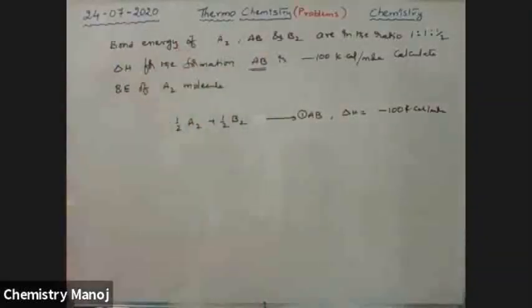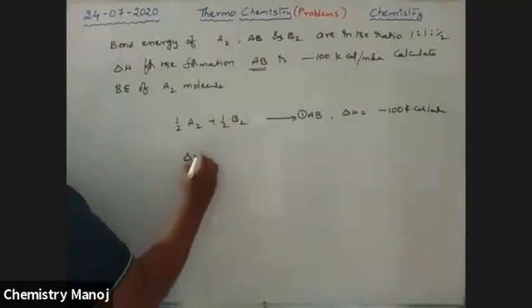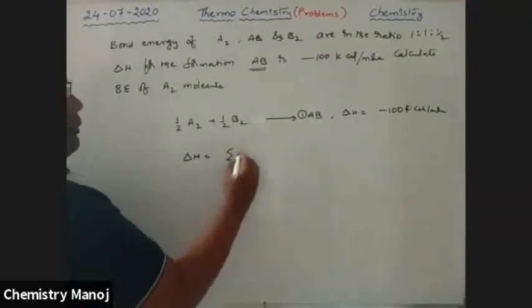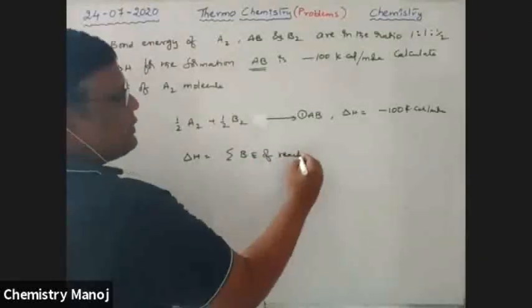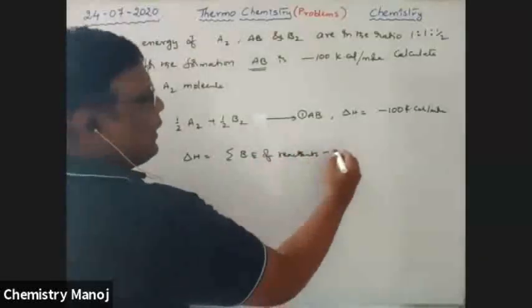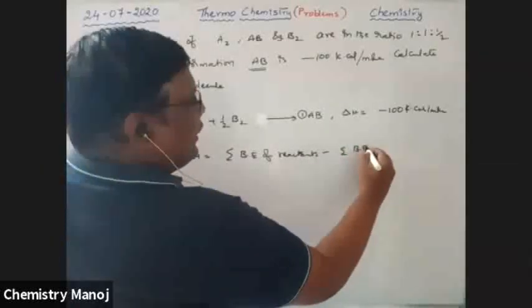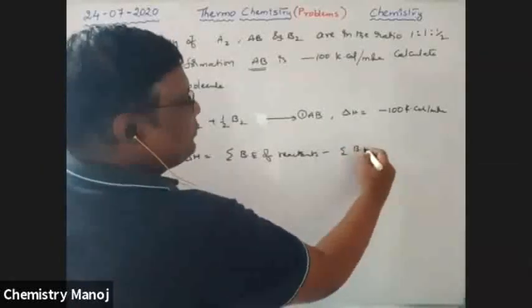If bond enthalpies are given to you, then delta H for the formation is equal to sigma bond enthalpies of reactants minus sigma bond enthalpies of products.